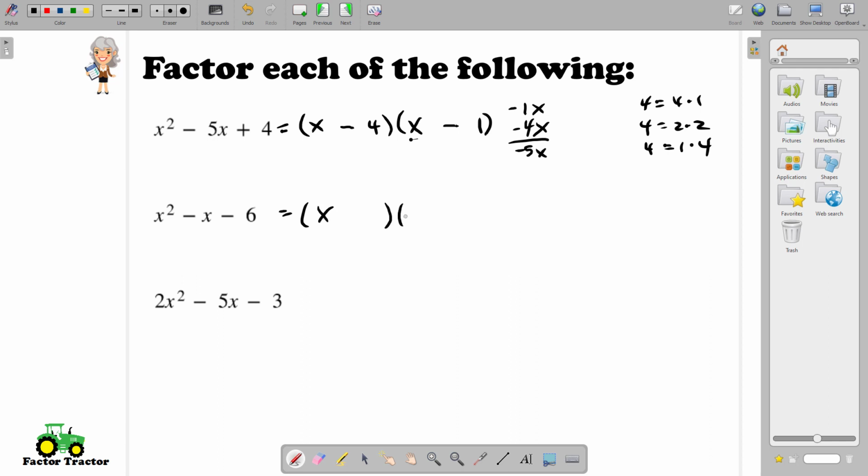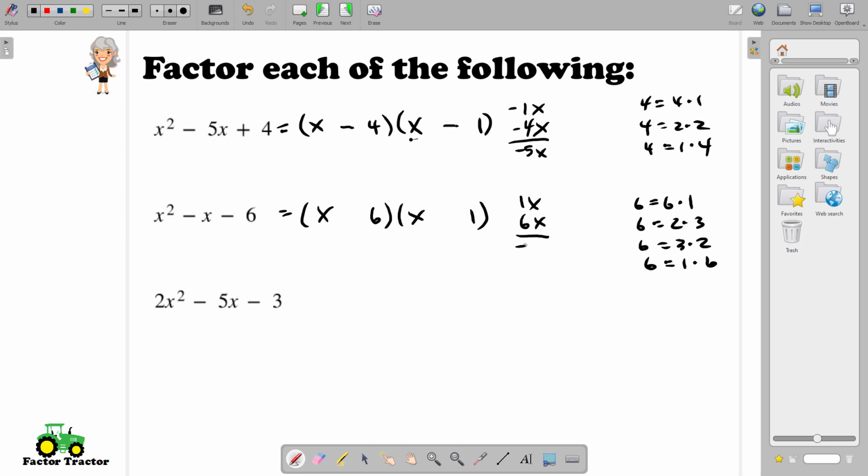I know that my factors are going to be x and x here. If we take 6, we know that 6 is 6 times 1. 6 is also 2 times 3. 6 is also 3 times 2, and 6 is also 1 times 6. If I were to use the 6 and the 1, when I multiply my first terms, I get x squared. When I multiply my outsides, I get 1x, and 6 times x is 6x.